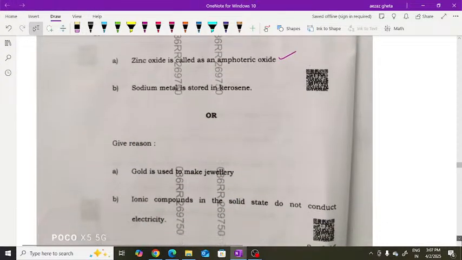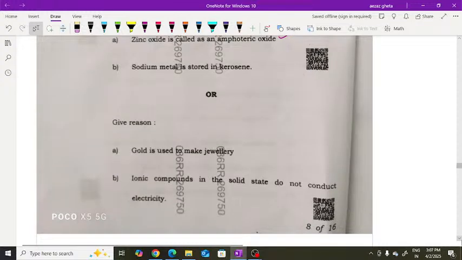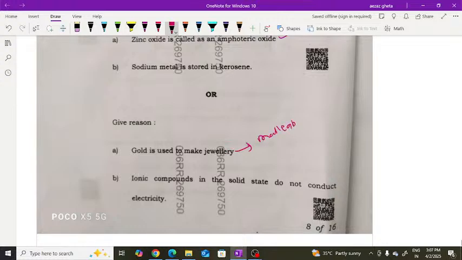Can you name that? Gold is used to make jewelry. How is gold used to make jewelry, do you know? Because gold is malleable. Gold is ductile. And gold is shiny, right? Lustrous. So the main important points are malleable and ductile.